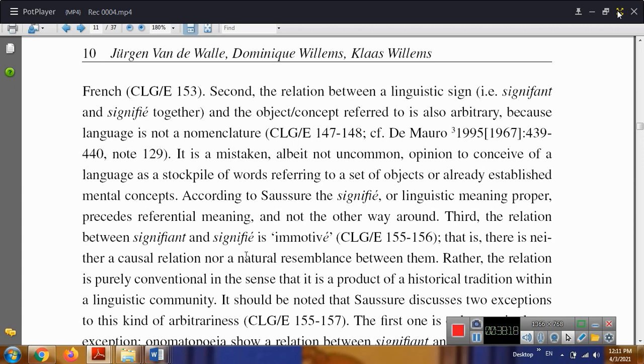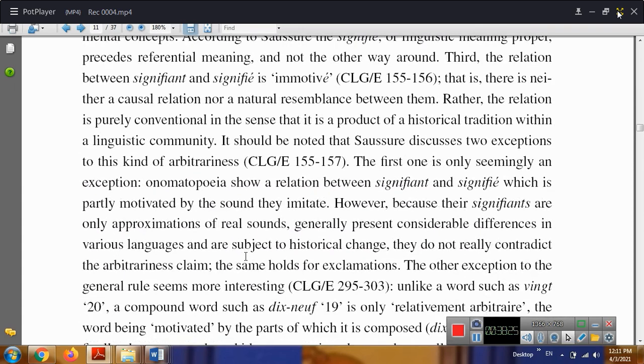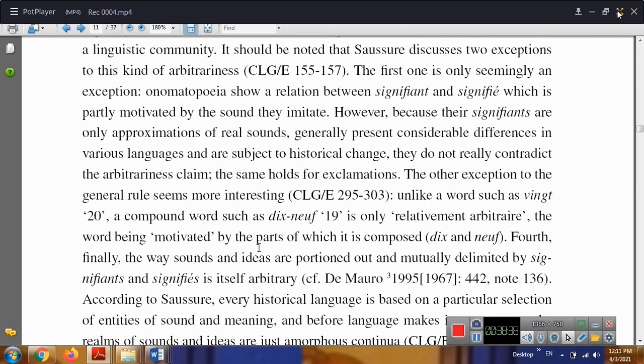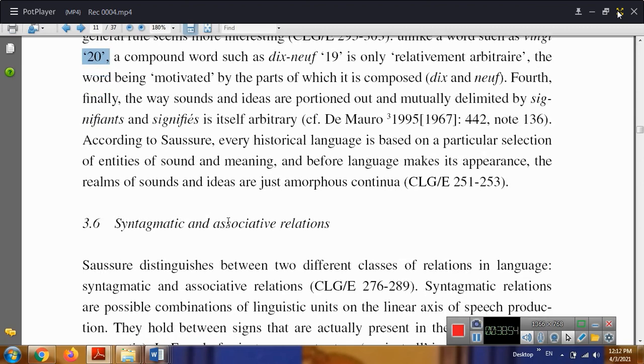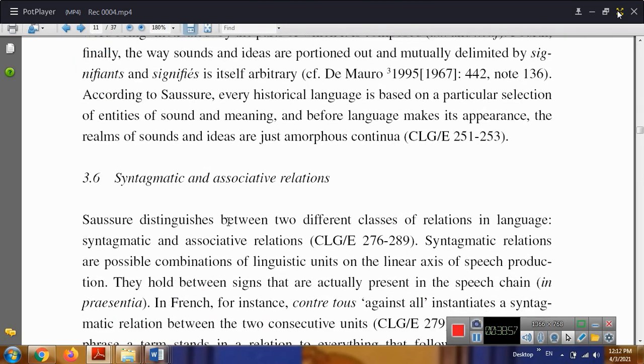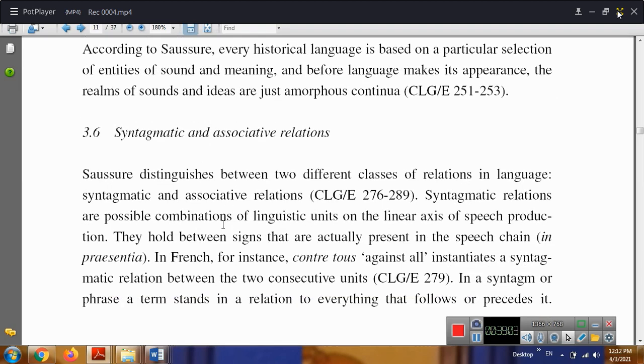But here we introduced a different way to understand this arbitrary nature of language, and we told you about onomatopoeia, those sounds whose sounds denote their meaning. We told you that here we don't have arbitrariness between these sounds. And about other words, we have the exception, whose sounds motivate their meaning. Another concept which Saussure paid attention to was syntagmatic and associative relations.